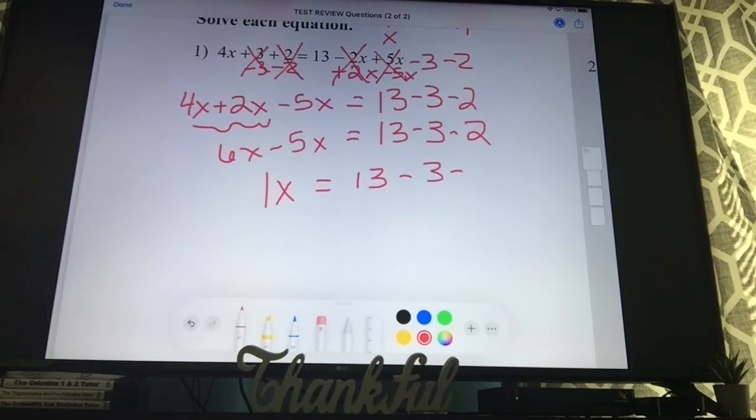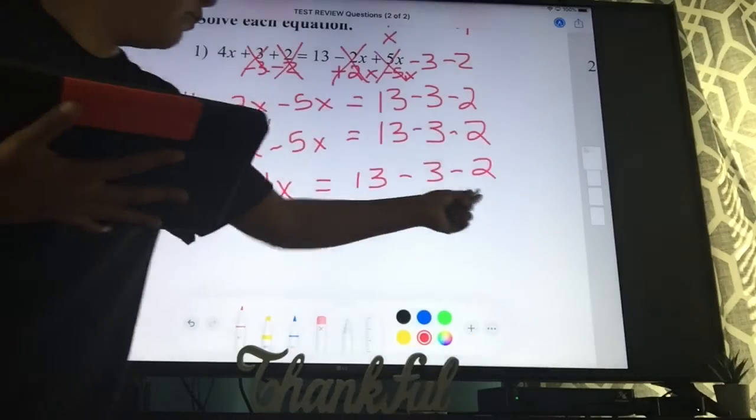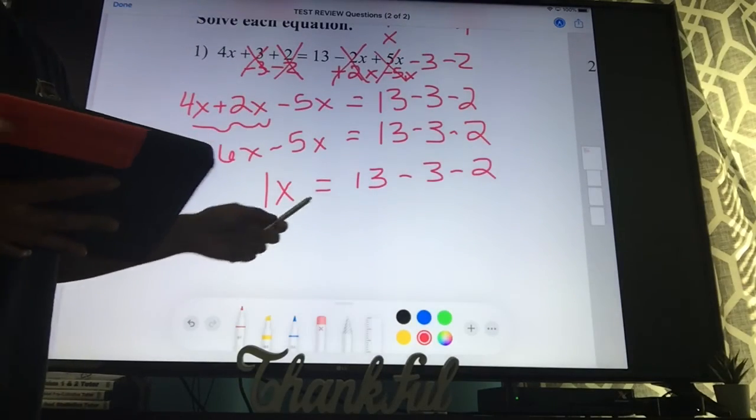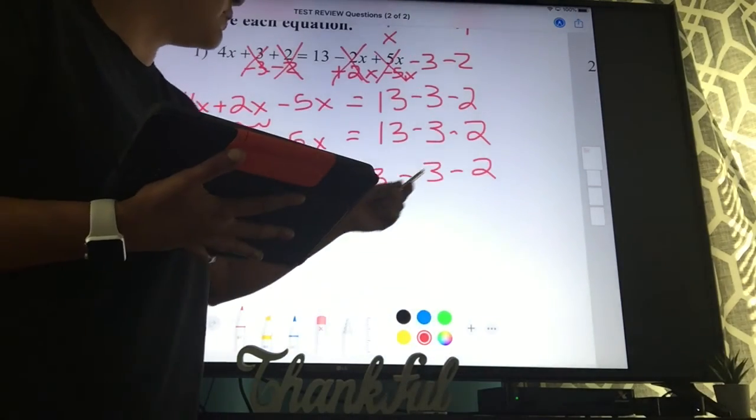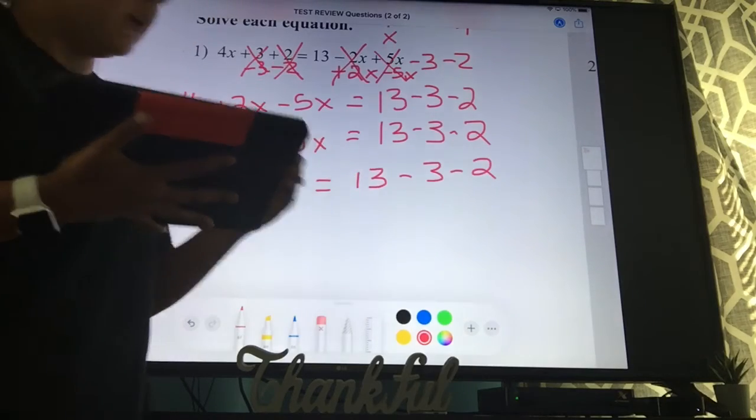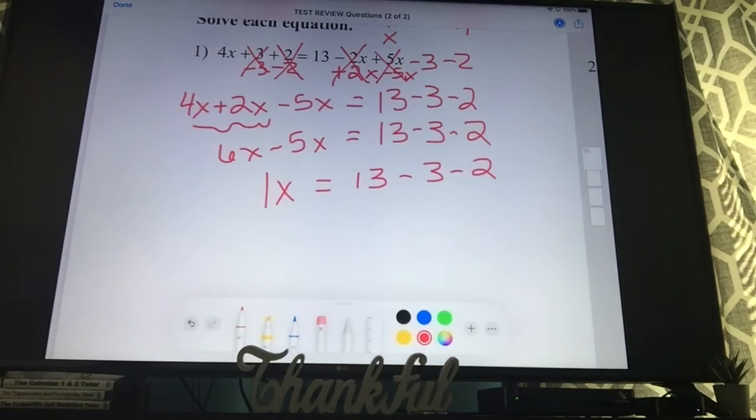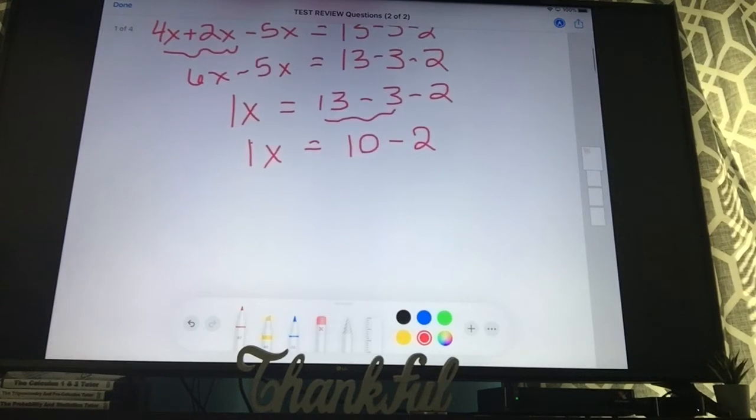And honestly, if you just want to use a calculator and do it all at once, do it. Okay, your calculator is your friend. So you could say 13 minus 2 minus 3 on your calculator, and it should spit you out a number. Okay, so 13 minus 3, you're going to get 10. And we're going to drop that 2 down, minus 2, because we haven't used it yet. Okay, 10 minus 2 is just 8. So I got 1x equals 8.